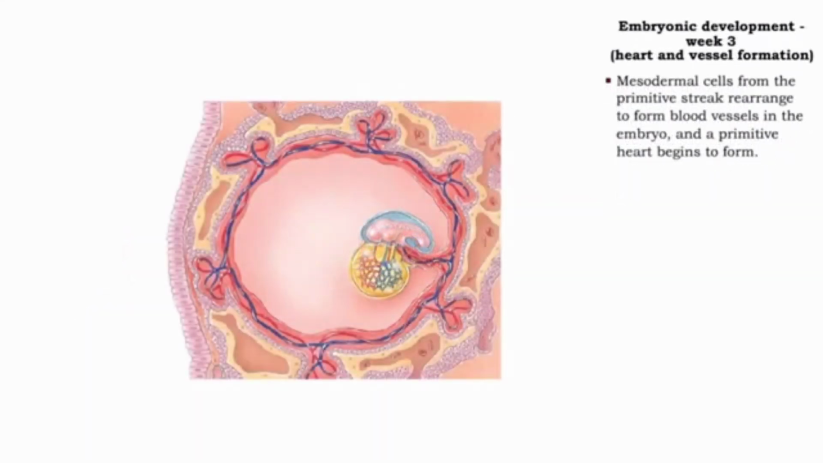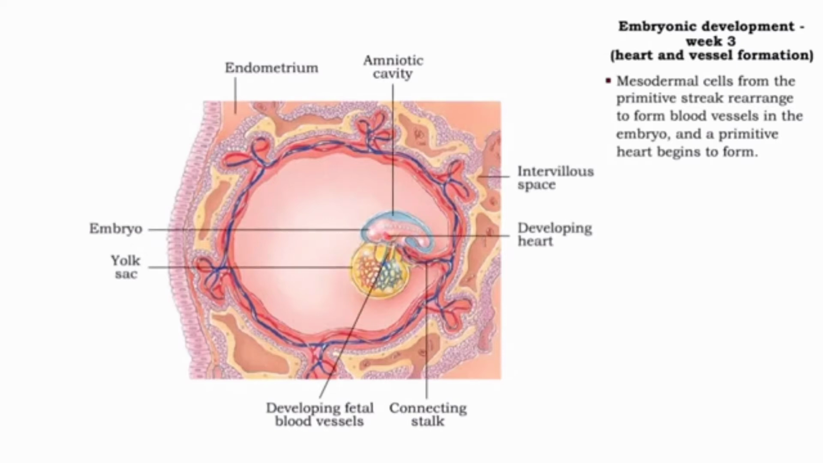Also during the third week, mesodermal cells from the primitive streak rearrange to form blood vessels in the embryo, and a primitive heart tube is formed.